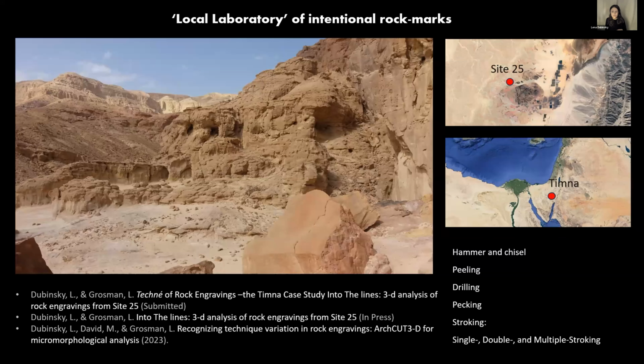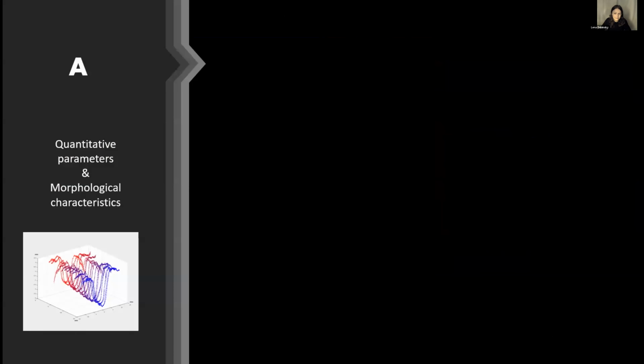Here, I have introduced only two ancient engravings, but during the research, we defined computationally on site 25 alone five techniques with three distinctive variations in the stroking technique. Given the variety of techniques identified, site 25 was titled by us a local laboratory of intentional rock marks, stating the rich variety of groups passing through and maybe inhabiting the area.